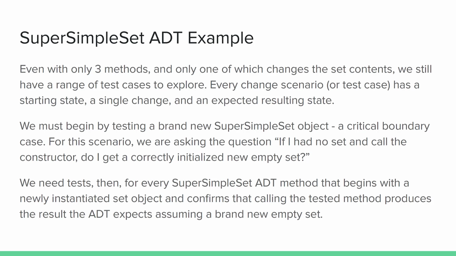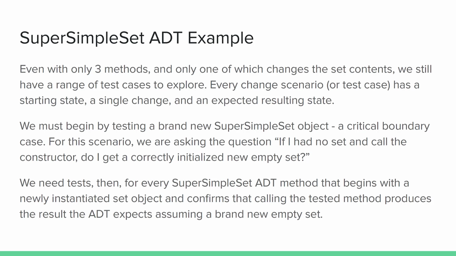Even with only having three methods and only the add method actually changes set contents, we still have several change scenarios that we need to explore. Each one of these change scenarios is represented by a starting state, the single change to the set, and an expected resulting state. So a starting state, a single change, and an expected resulting state. So we have to start at the very beginning with our simplest possible scenario.